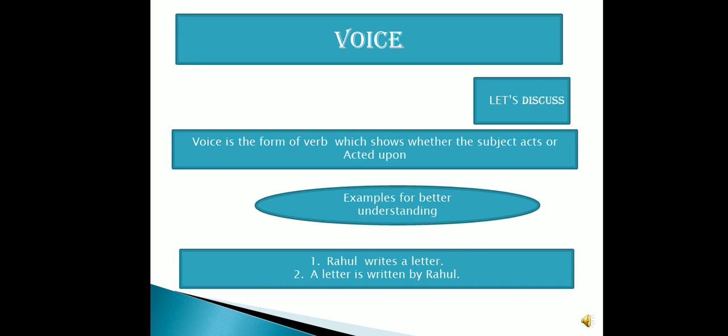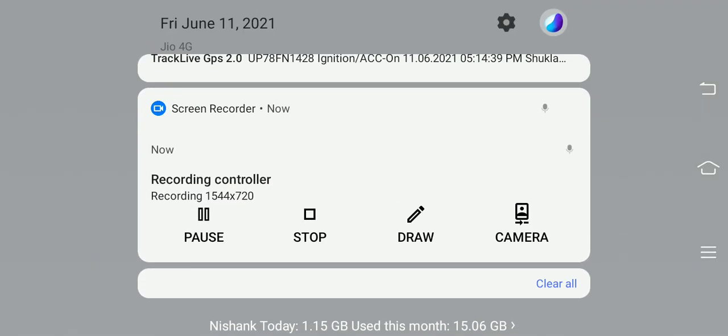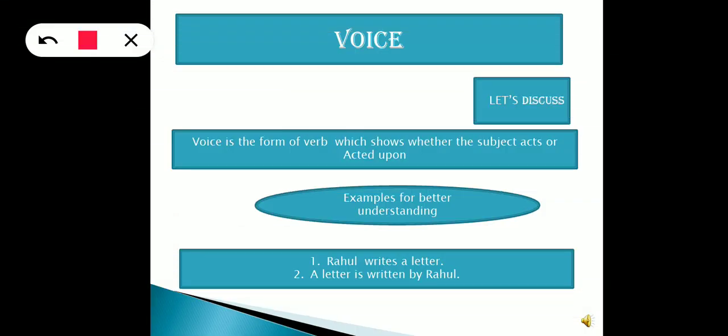Before we discuss how to convert active into passive voice, it is very important to know what voice actually is. If I talk about the proper definition, voice is a form of verb which shows whether the subject acts or is acted upon.